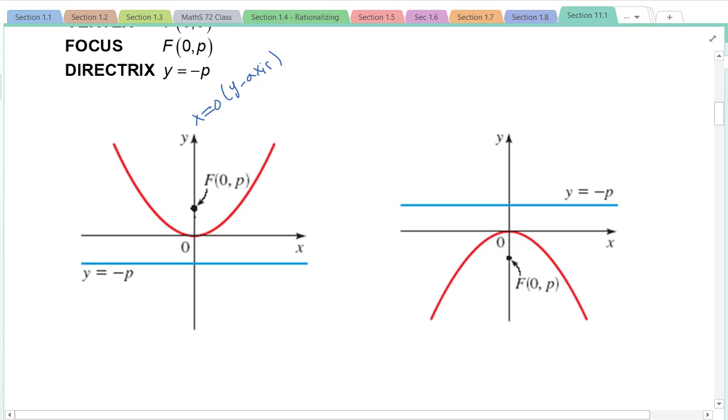And so that's our focus, and that's the directrix. Again, that distance there is p, and that distance there is p as well. So when p is a positive number, then the parabola opens upwards. So when p is greater than 0, the parabola opens up. And when p, the focus, is less than 0, then the parabola opens down.